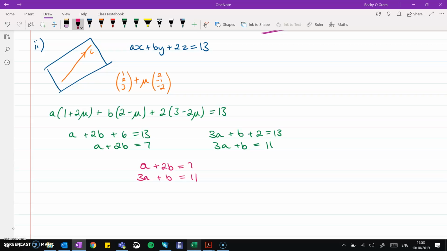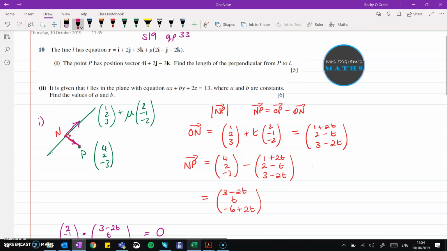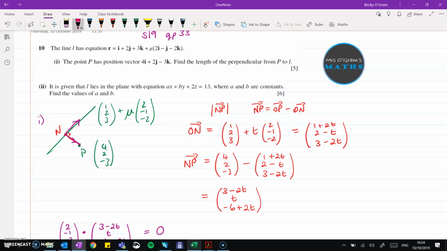So I'm going to times that first one by 3. And then do a subtraction. So we've got A is 3 and B is 2. Just double check we didn't need anything else from the question. Okay, there we go. A and B.